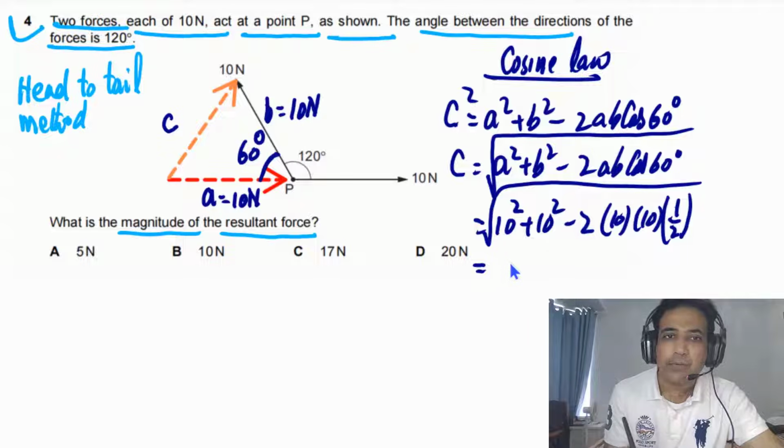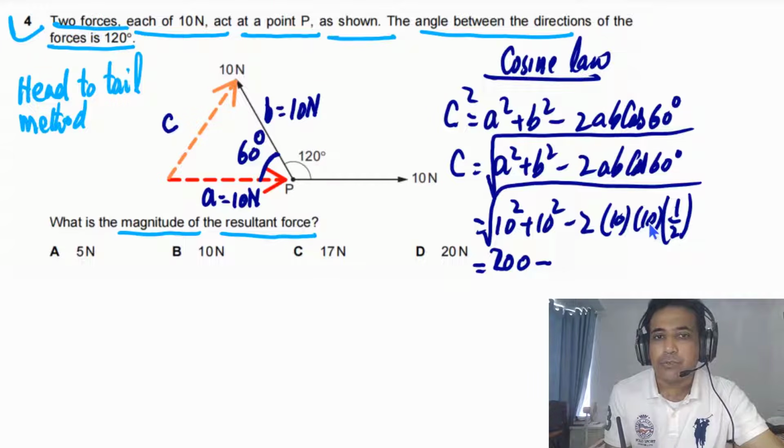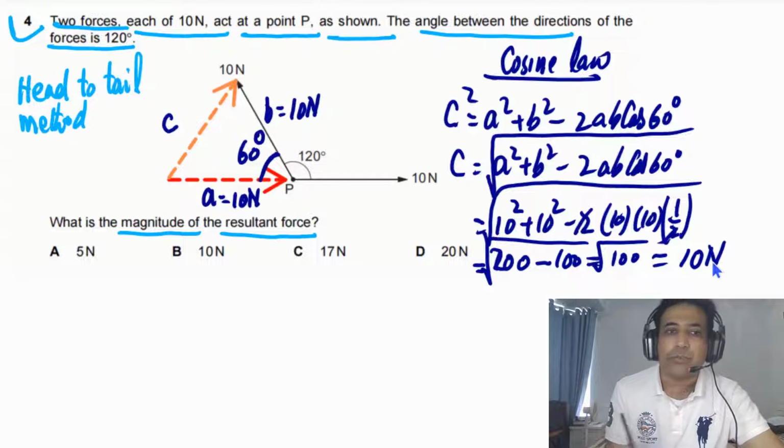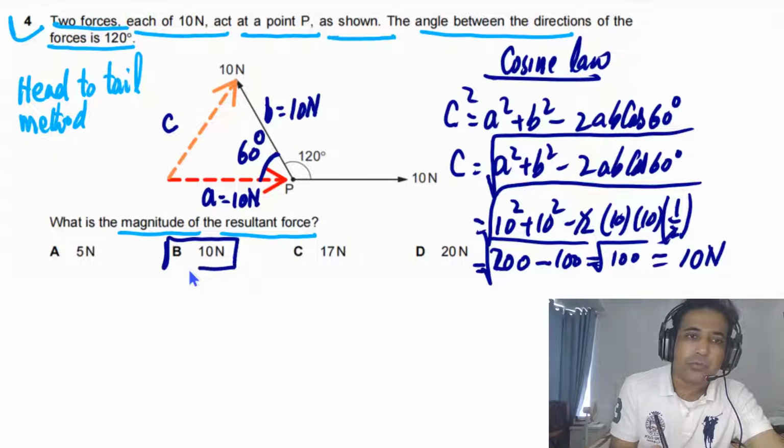So here we have 100 plus 100, so simply we have 200 minus 200. And this 2 we can cancel with this 2, so we have 100 here. So simply we are left with 100, and we have to take the root of this, so this is equal to 10. So this is 10 newtons. So the answer for this question is B.